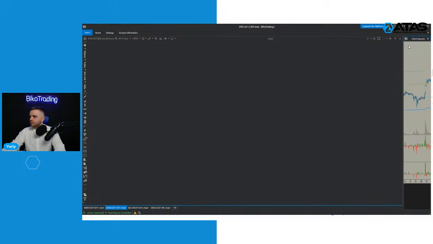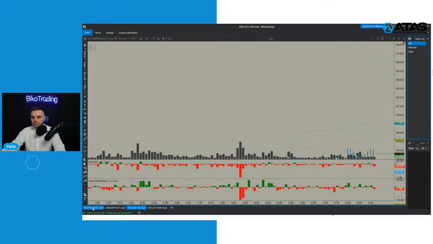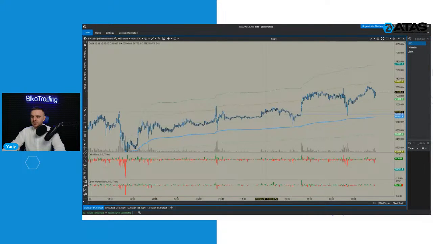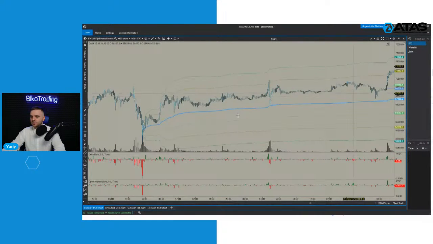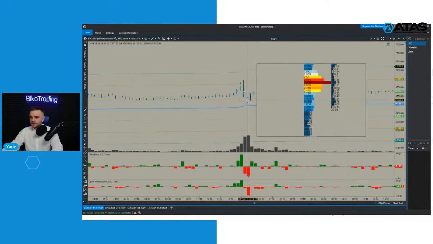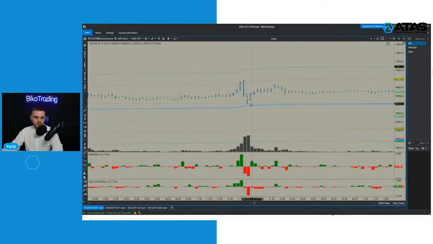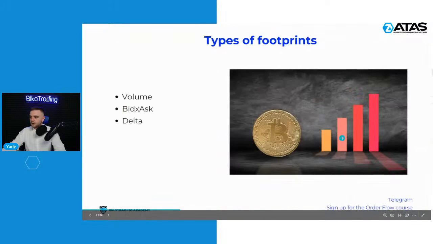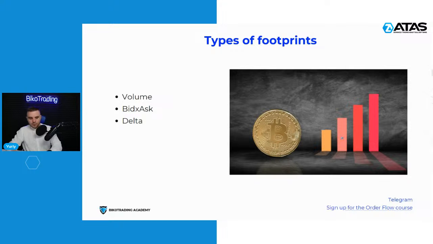Let me show you the Bitcoin footprint chart. In ATAS, you can open any footprint chart that you desire. Pay attention here, footprint chart. That's my favorite one. Let's go and cover what exactly of data you can see inside your footprint.